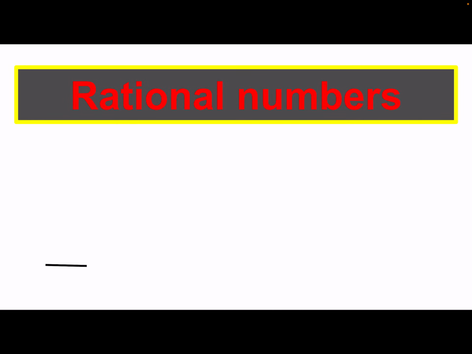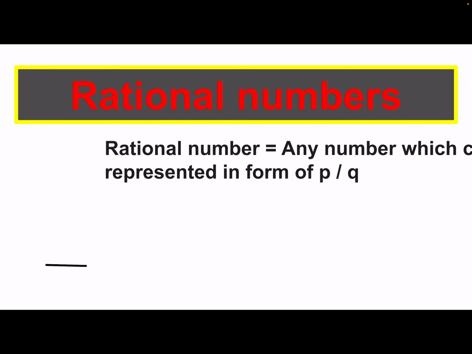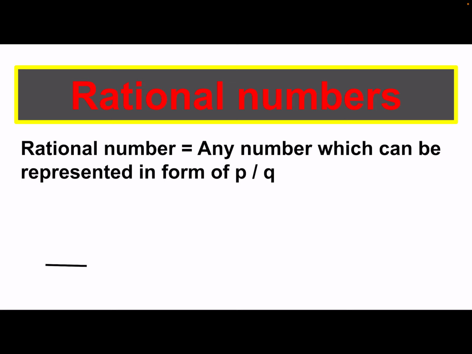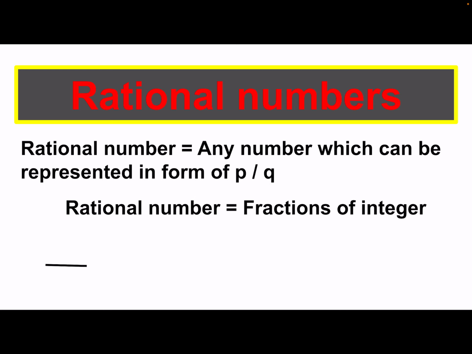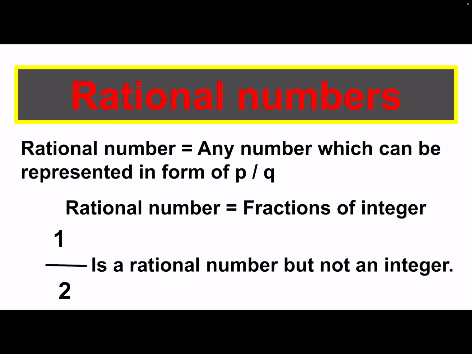Now rational numbers. A rational number is any number which can be represented in the form of p by q. p by q means it has a numerator which is p, then there is a dash, and after that comes q. q is the denominator. So a rational number is also a fraction of integers. So 1 by 2 is a rational number but not an integer.